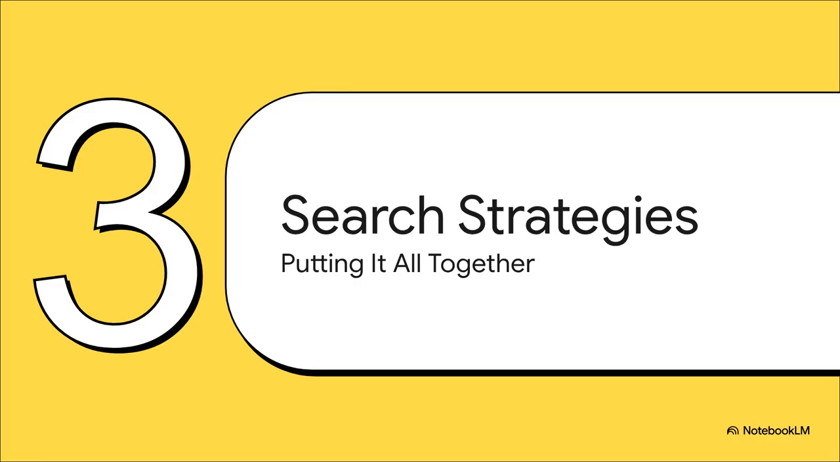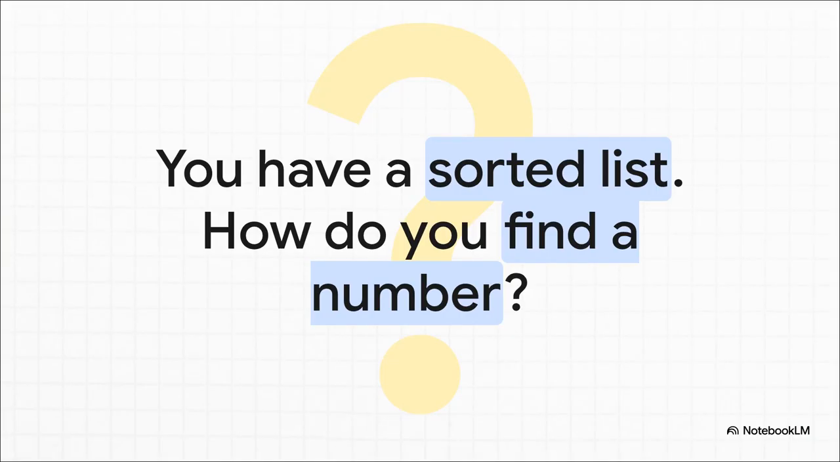So let's actually put this all together. How does our choice of filing cabinet, our data structure, end up affecting the recipe, the algorithm we have to use to solve a problem? Let's make this real. Imagine you've got a sorted list of 1,000 numbers. They're stored in an array.